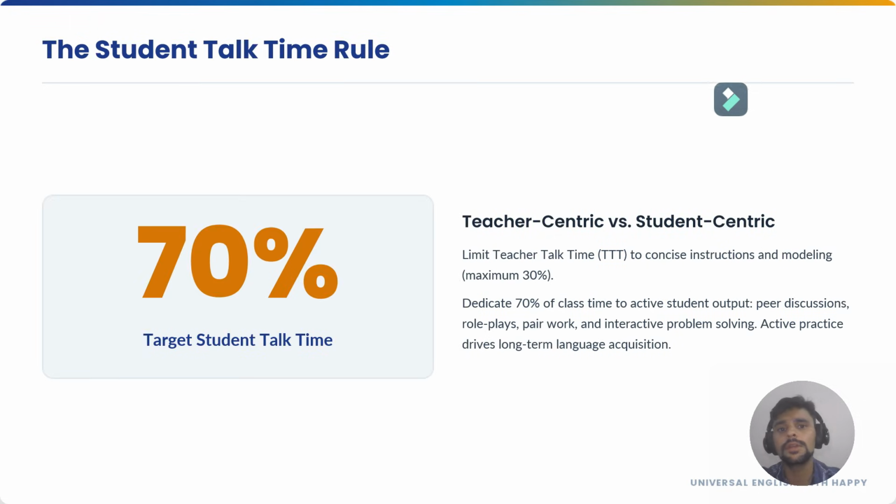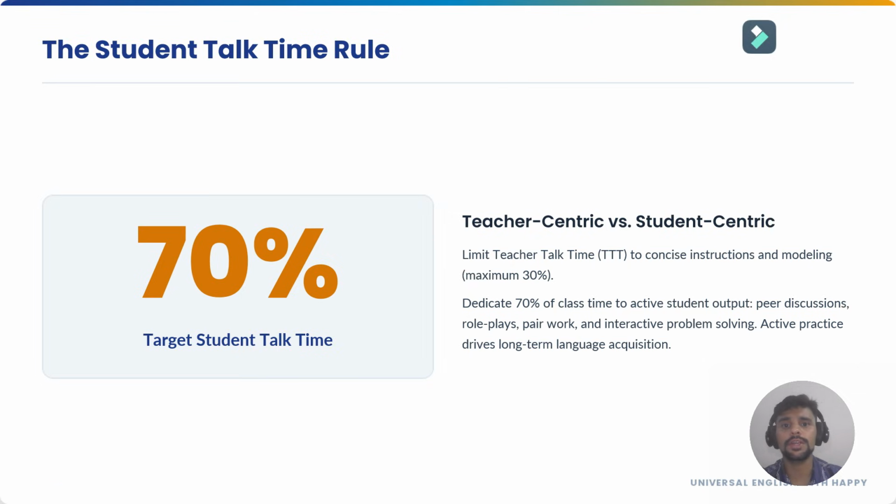Now, what I consider the absolute golden rule of communicative language teaching, the 70-30 student talk time rule, which we also call the STT rule. Ask yourself honestly, during a typical class session, who does most of the talking? In traditional teacher-centric classrooms, the teacher talks 70% to 80% of the time, leaving students with just 20% of time in which they can talk, divided among 15 to 20 people. That means each student might only speak English for 1 or 2 minutes per hour.